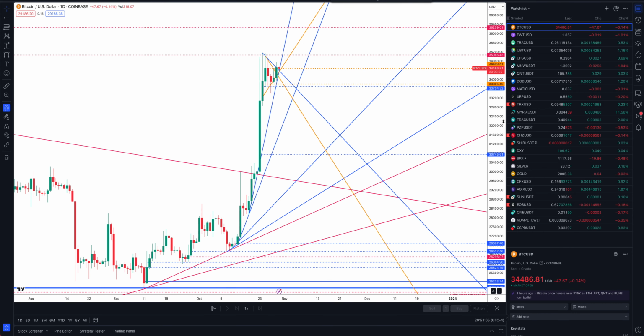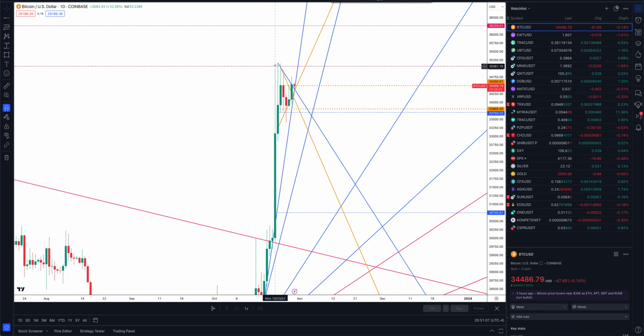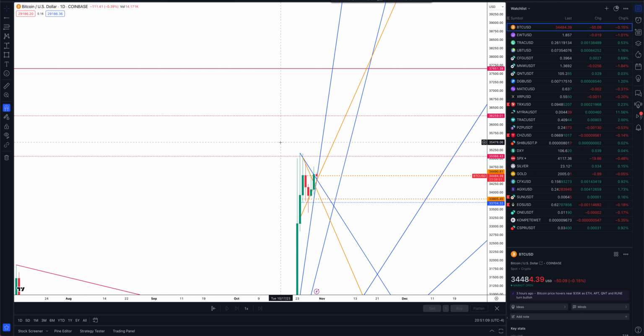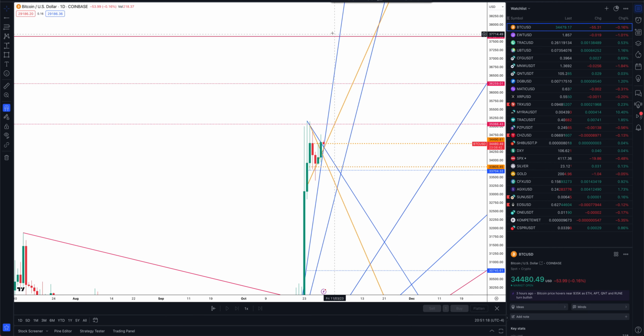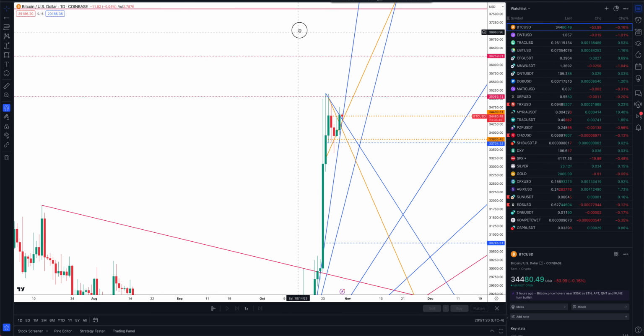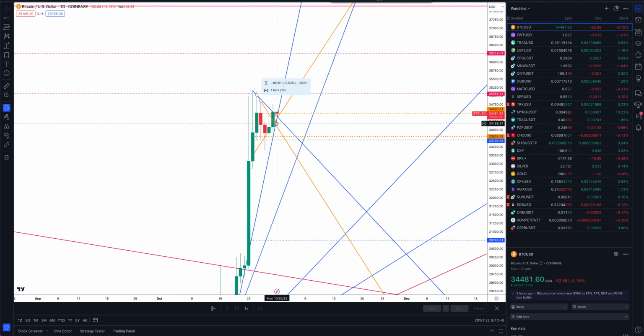So on the daily time frame, we can still see it hasn't broken above that daily resistance. This daily level is tested. This daily level is tested. This is the only one that's untested. So there's fairly some space from where we are to there. But let's see what's going on here.